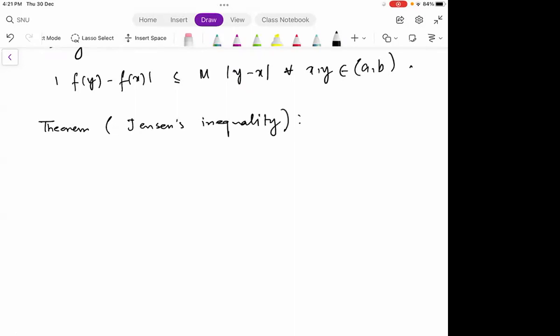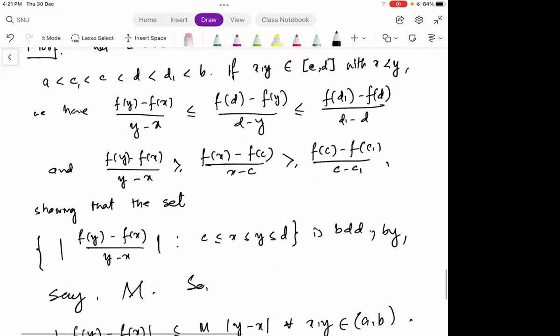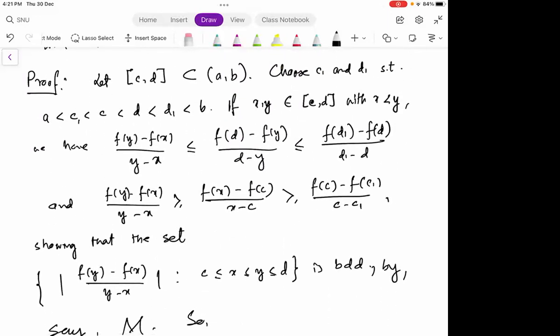Sir, will it be for all x, y in CD or AB? This M depends on C and D, right? Probably because of the way I wrote it, you think that the choice of x and y depends on C and D. That's not the case. You could start with any x and y and choose a compact interval CD around it and contained in AB, right? Yeah, and this bound M will depend on this CD, right?